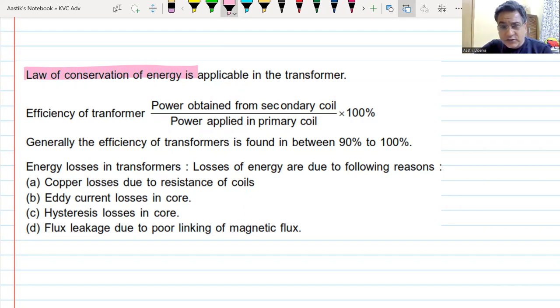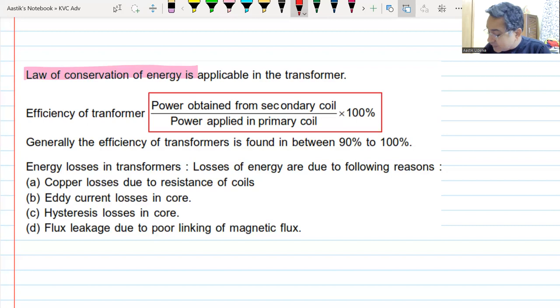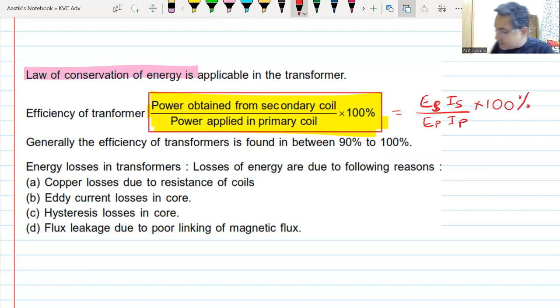How do you find out the efficiency of a transformer? Output power divided by input power multiplied by 100. This is how you can find out the efficiency of a transformer if it is not 100%. If I want to write it in the form of a formula, this becomes ES into IS divided by EP into IP multiplied by 100%. I hope you understand this.